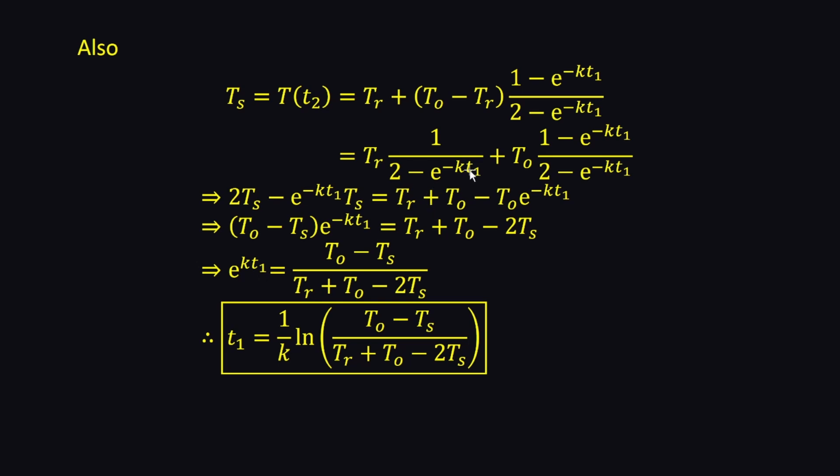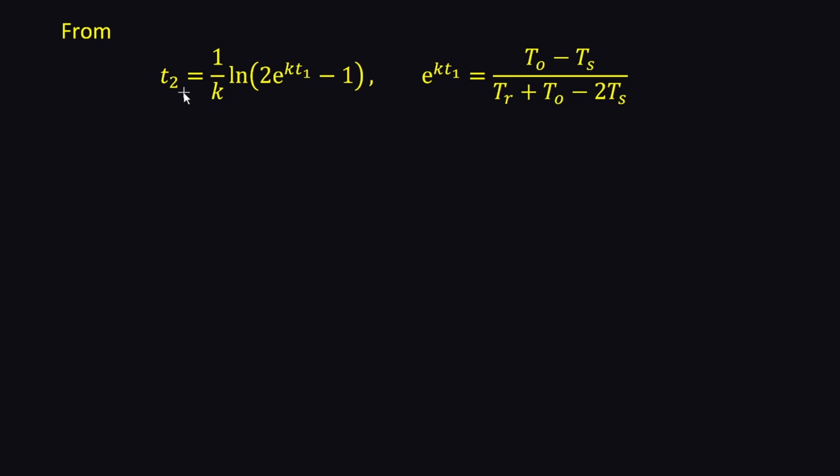So after some algebra, we're able to isolate e to the k times t1, and the result for t1 is 1 over k times the natural log of (To minus Ts) divided by (Tr plus To minus 2 times Ts). This expression for t1 is rather nice and can be considered as our final answer. It only involves the constant k and the three temperatures. We wish to write down t2 in a similar manner. From these two results, we can achieve our goal.